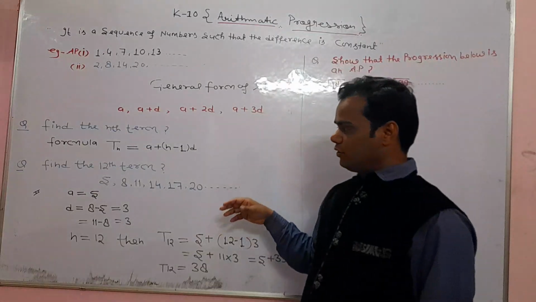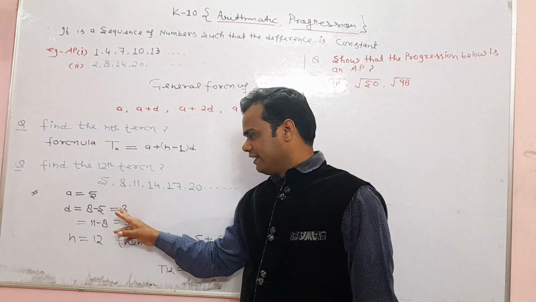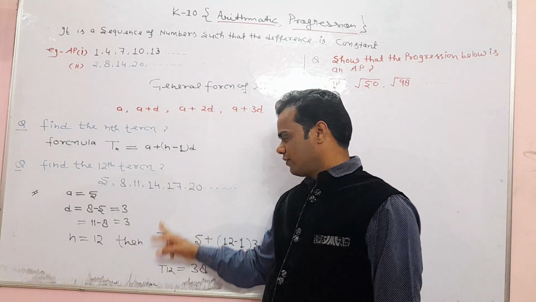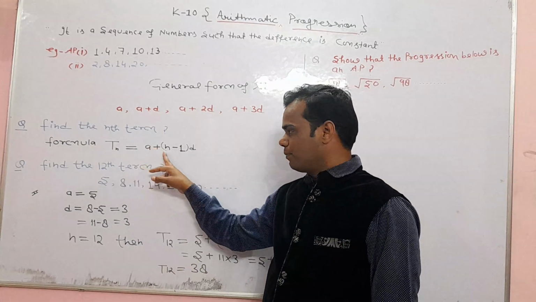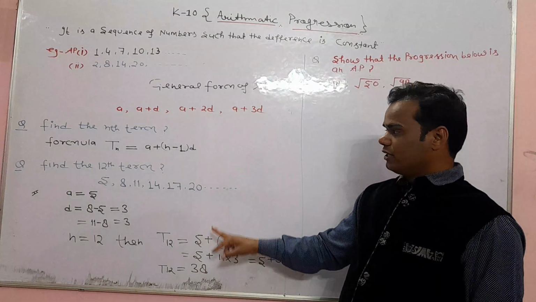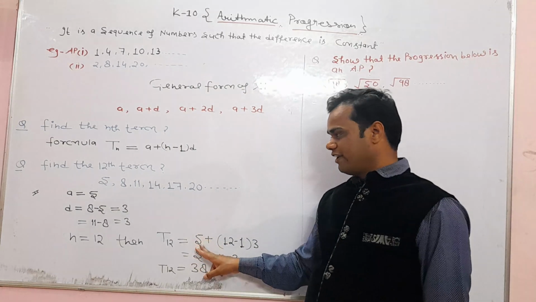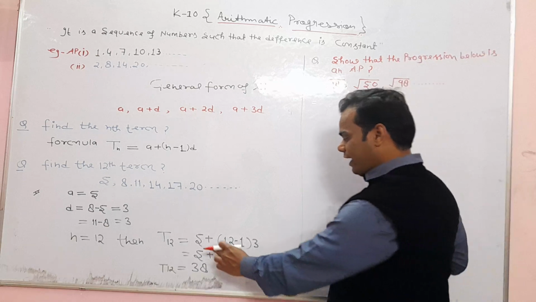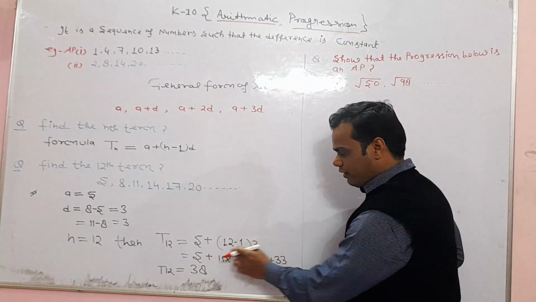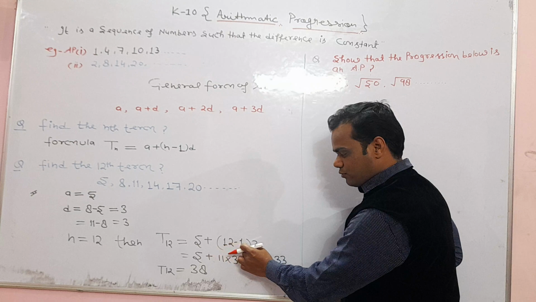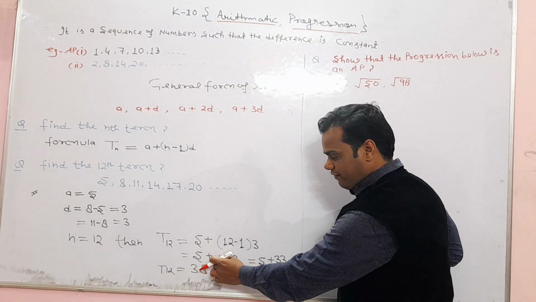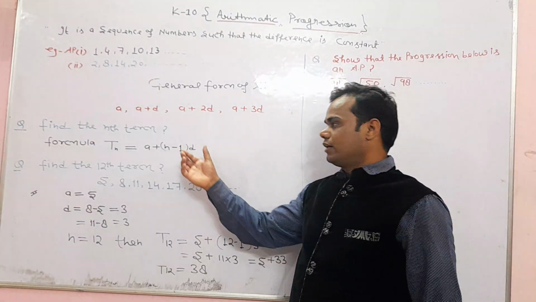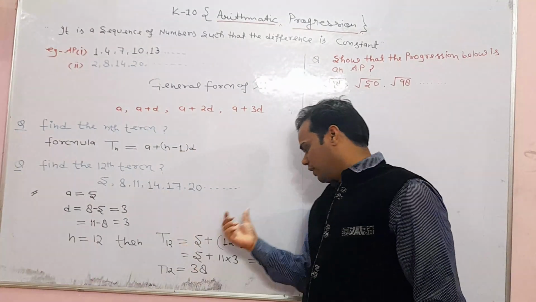So here we find the 12th term. A is 5, D is 3 and n is 12. Then we can use the formula for the nth term, Tn equals A plus n minus 1 into D, putting the value of A as 5, n as 12, and D as 3. So then 5 plus 12 minus 1 into 3. 12 minus 1 is 11, times 3 is 33. So then 5 plus 33, and T12 equals 38. That means the 12th term of this series is 38.